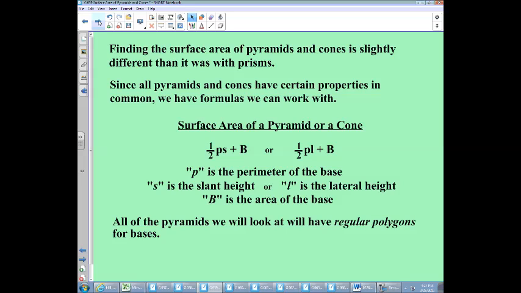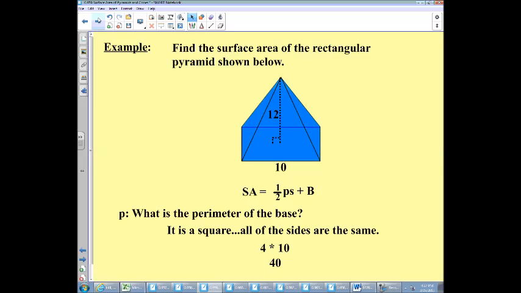Okay, little s represents slant height, which is what I tend to call it, and little l represents lateral height, which is what the formula chart has called it from time to time. Okay, but just be aware of that. Slant height, lateral height, they both mean the same thing. From here on out, all you have to do is basically apply the information that you need to the formula, 1/2 PS plus big B.